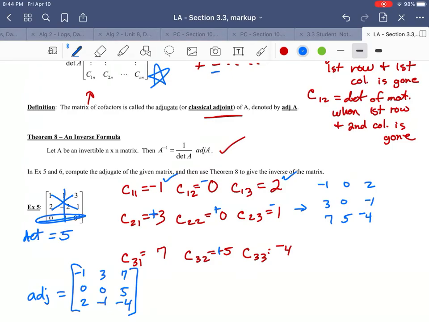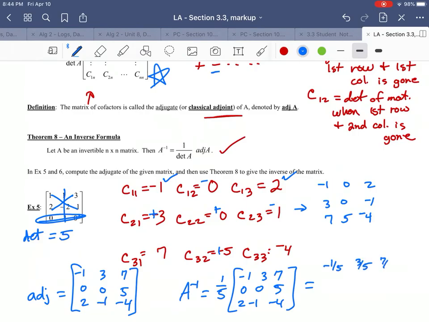All right, so I'd multiply 1/5 times this new matrix I have here. So the inverse is -1/5, 3/5, 7/5, 0, 0, 1, and then 2/5, -1/5, and -4/5. And you can check that by typing A in and just hitting the inverse button. So that's kind of annoying.